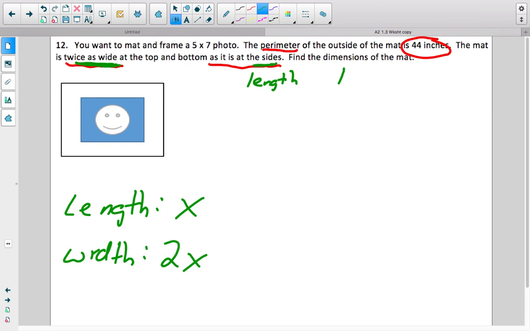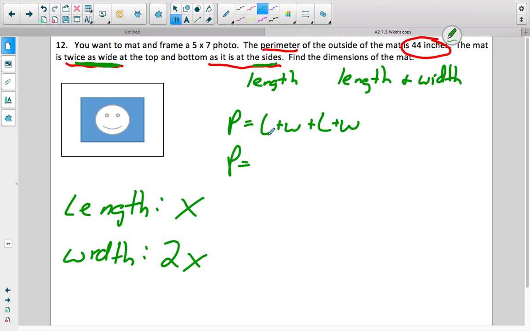By the way, we're trying to find the length and the width. Those are the dimensions of a rectangle, or base and height. People say length and width. So I know the perimeter equals 44, but keep in mind the perimeter is the length plus the width plus the length plus the width. So I'm going to substitute in 44, we're talking inches, for P. And I'm going to substitute x in for the length, and 2x in for the width, and x in for the length, and 2x in for the width.